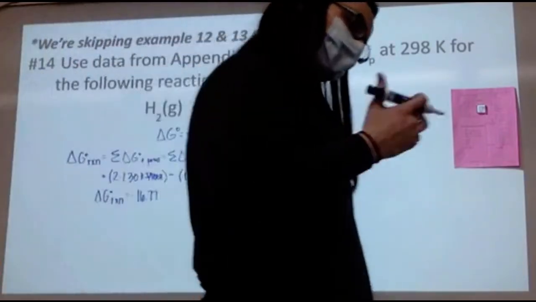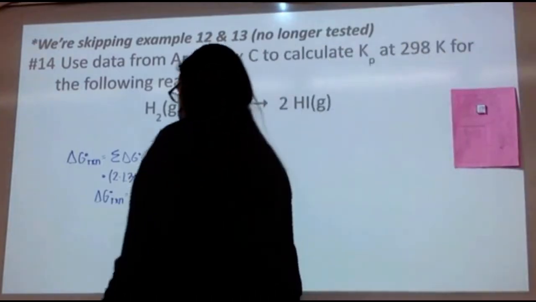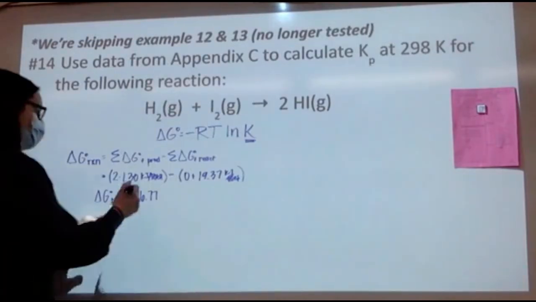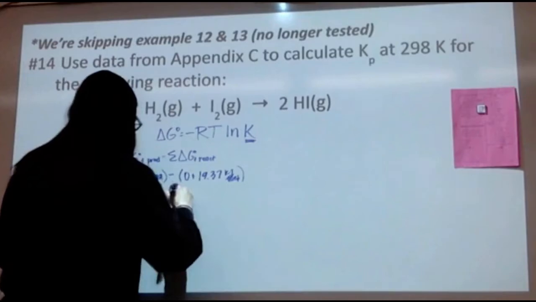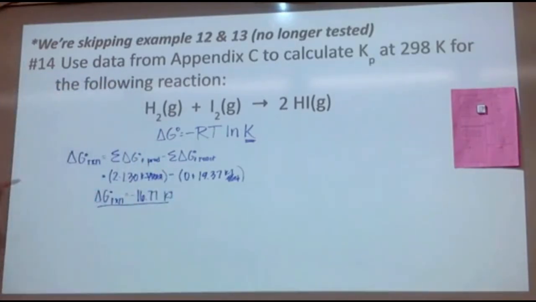Of course, units can be tricky. We had it with entropy, but now we also have to pay attention when we're looking at the equilibrium constant equation. This is kilojoules. Delta G of reaction is given in kilojoules. So now we have a delta G that we can plug in.